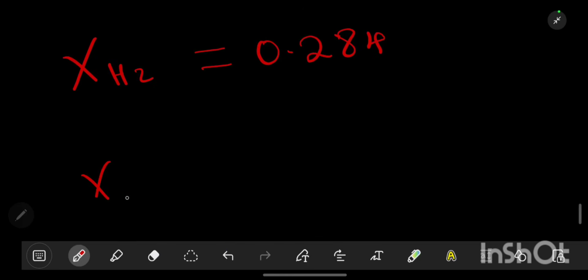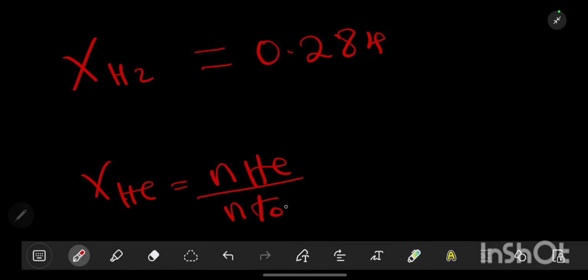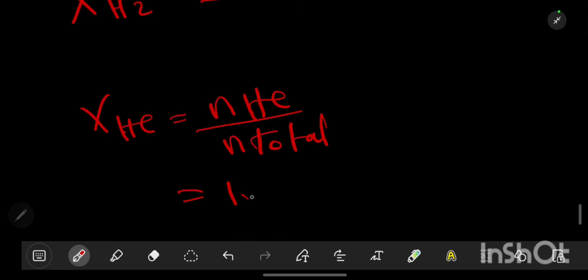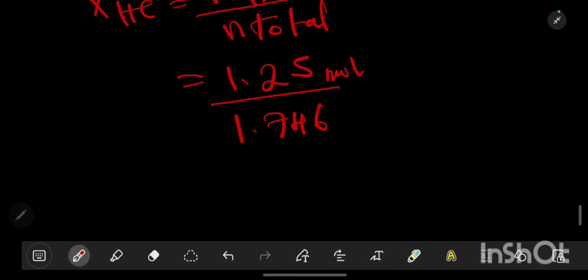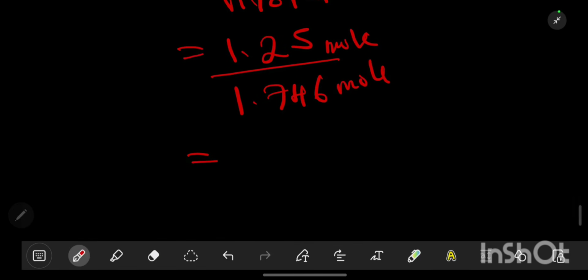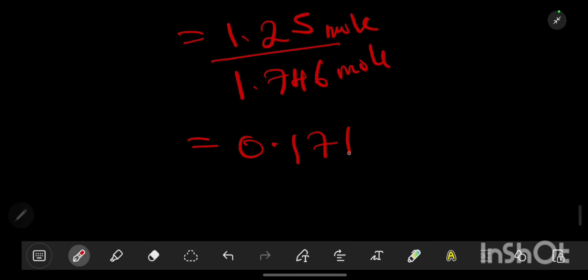Likewise, the mole fraction of helium will be equal to the number of moles of helium over the total number of moles. The number of moles of helium was found to be 1.25. We divide it by the total, which we found to be 1.746. Remember, it does not have units. So 1.25 divided by 1.746 is going to give us 0.716. So it's a fraction.